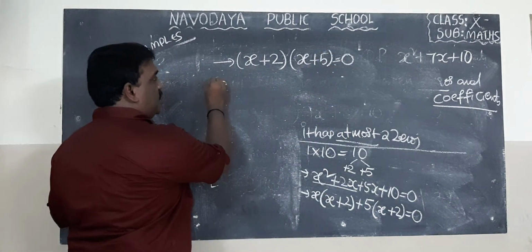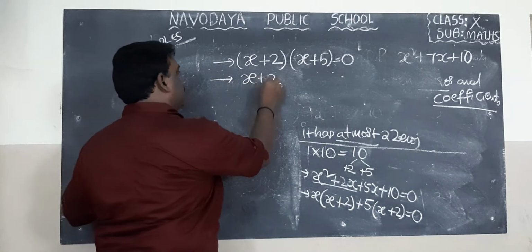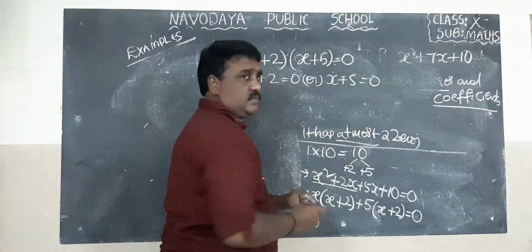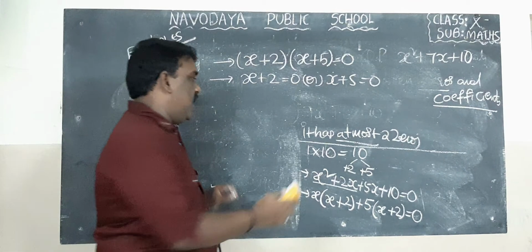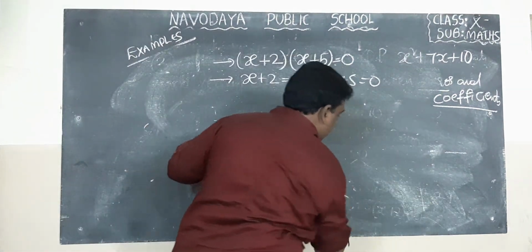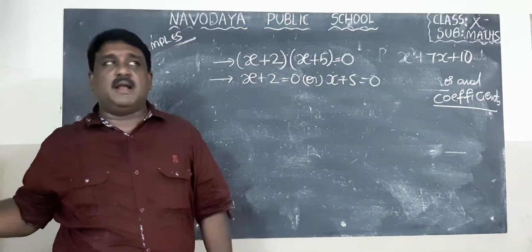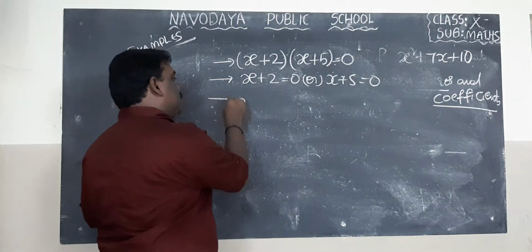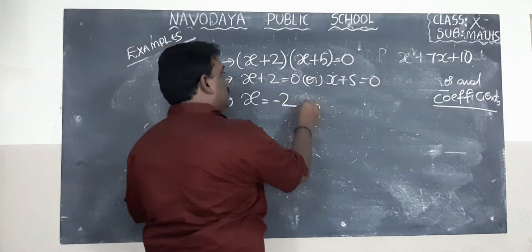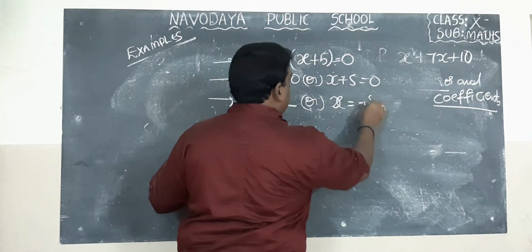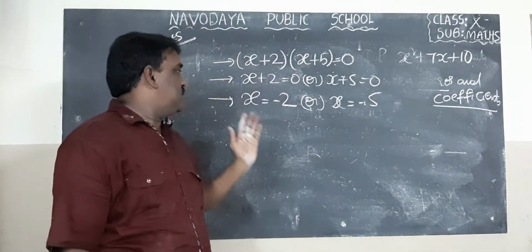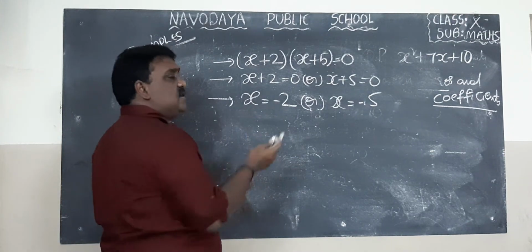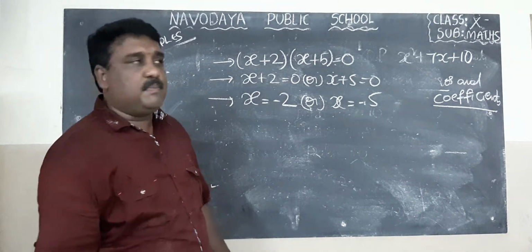Two brackets, product 0. The first bracket equal to 0 or the second bracket equal to 0. Okay? Two brackets, multiplication 0: either the first one equal to 0 or the second one equal to 0. Plus 2 becomes minus 2, or plus 5 becomes minus 5. So minus 2 and minus 5 are zeros of the polynomial.